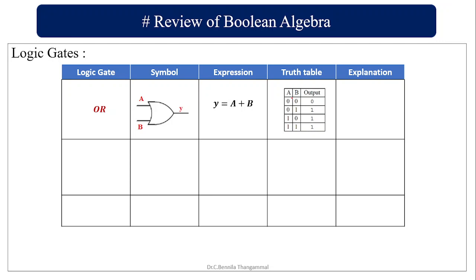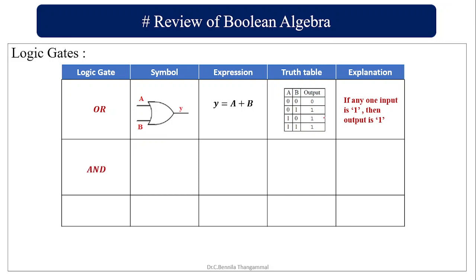So A, B, so 2 variables are there. If n number of variables you have, the number of different combinations you can get is 2 power n. So for 2 input variables, 2 power 2 is going to be 4. So 0, 1, 2 and 3, that is 00, 01, 10, 11. So 0 plus 0 is 0, 0 plus 1 is 1, 1 plus 0 is 1, 1 plus 1 is 1. So how can I say it in a statement? If any one of my inputs is 1, the output is 1.